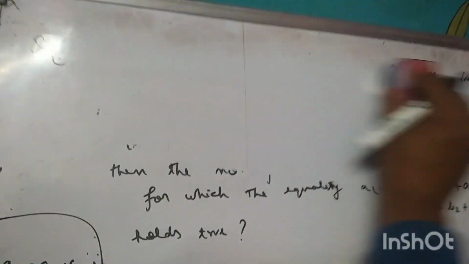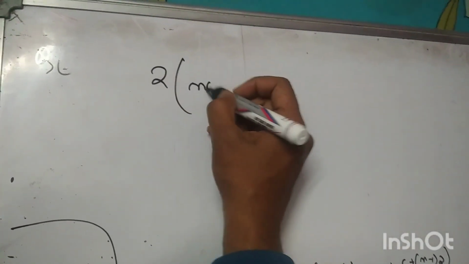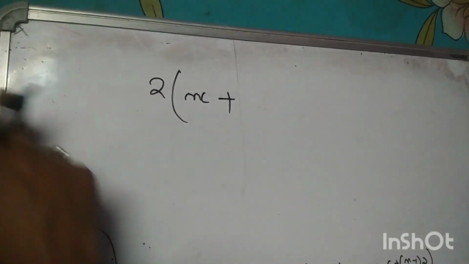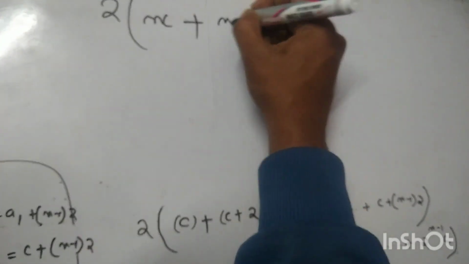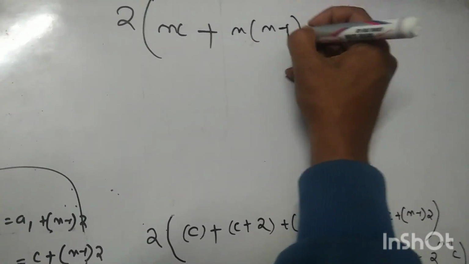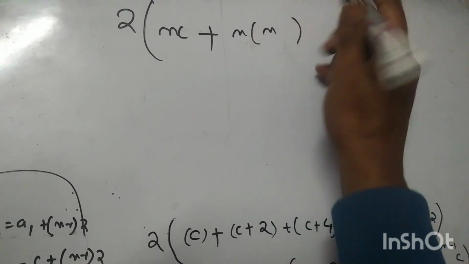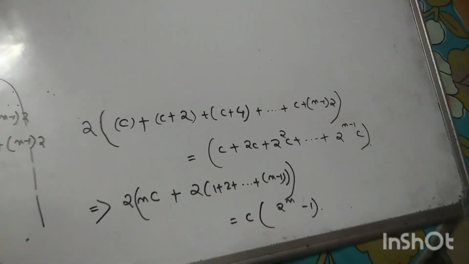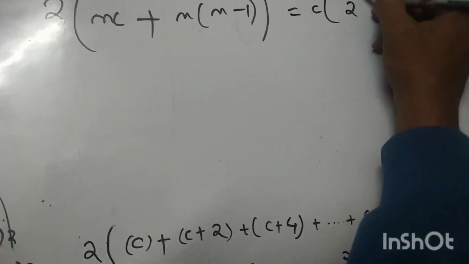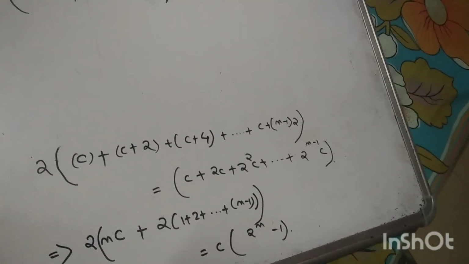So I'll rub the question over here and take out some space. So what did we get? We get 2 into nC plus 2 into मतलब n into n minus 1, right? सही है ना? So we get this, which is equal to C into 2 to the power n minus 1. Alright?